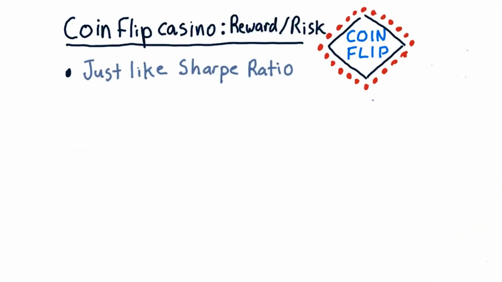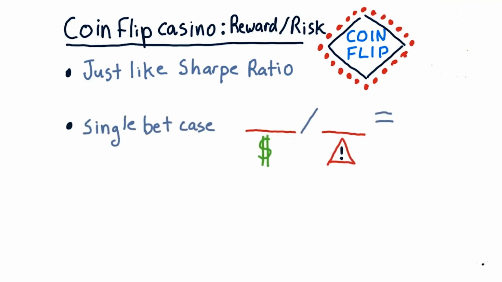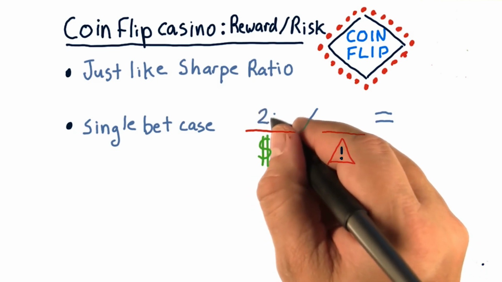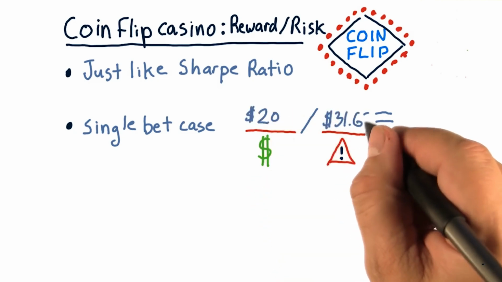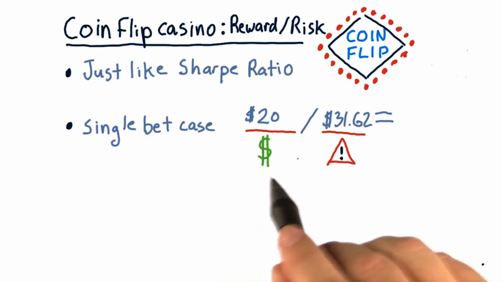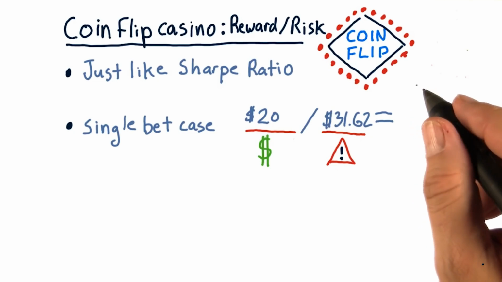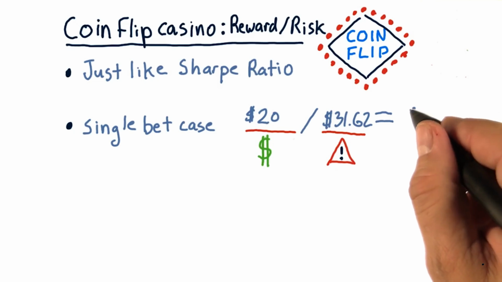Now we're going to bring all these components together and consider risk-adjusted reward, and this is just like the Sharpe ratio that we've looked at in other contexts. In the single bet case, we can calculate this ratio easily like this. So remember, our reward, or our expected return, was $20, and our risk was $31.62. So if we divide this out, we get our Sharpe ratio, or just the adjusted risk-reward ratio for this scenario, and it turns out to be 0.63.